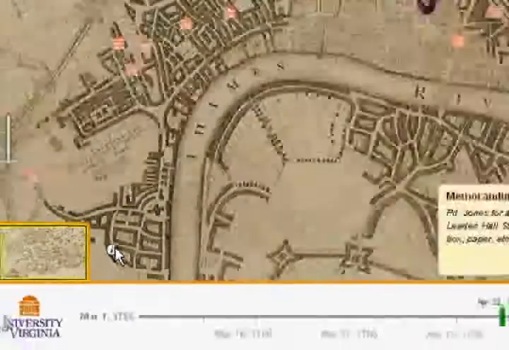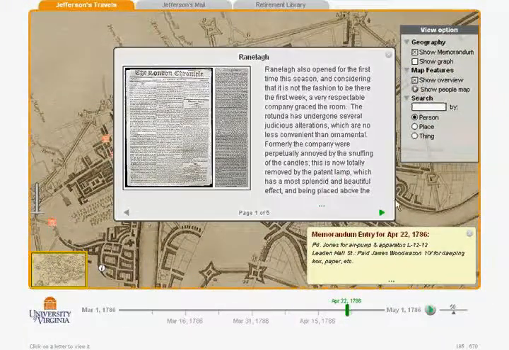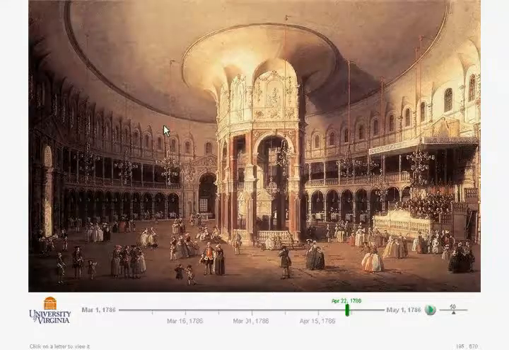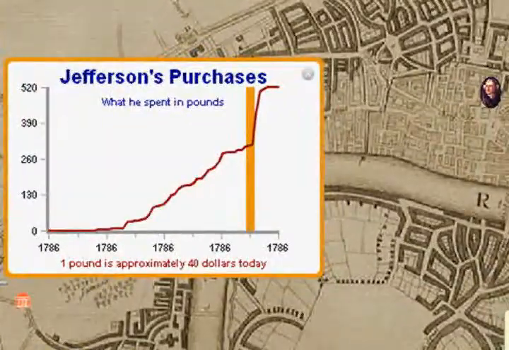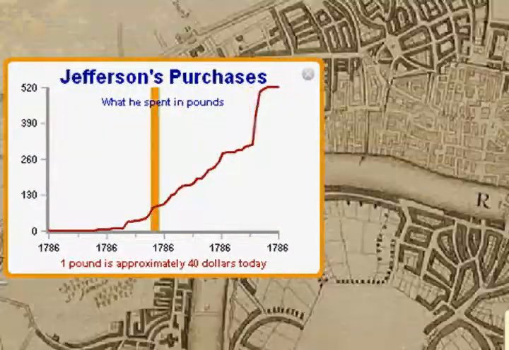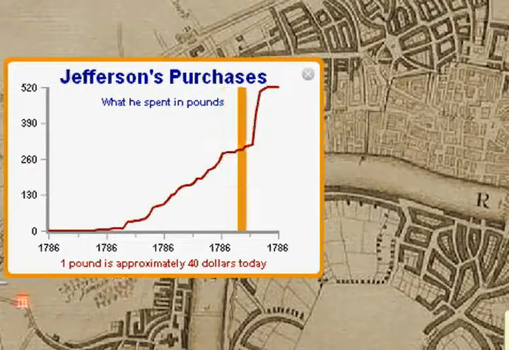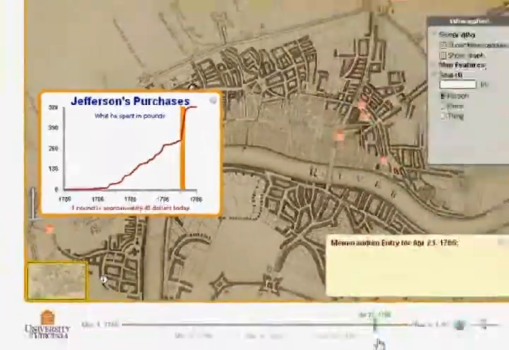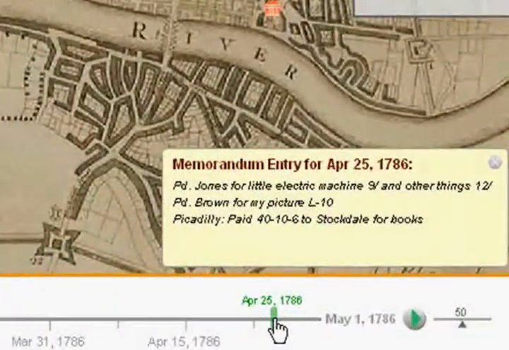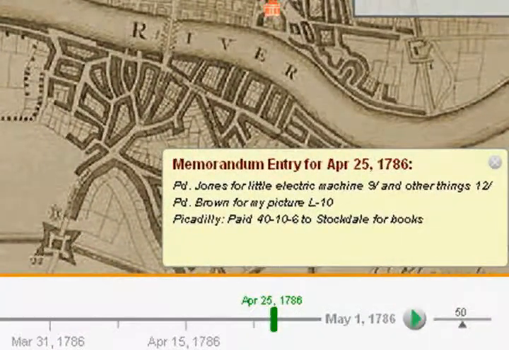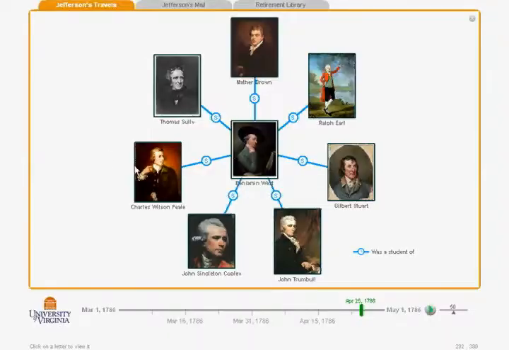Clicking on points in the journey brings up booklets highlighting various points, such as this one on the Ranelagh Pleasure Gardens. One student was interested in Jefferson's spending and developed this graph of his expenses from the data in the memorandum book. It's curious to see a big jump in spending on this day. We can look at the memorandum book entry and see that he paid Brown for a painting. While in London, Jefferson had sat for a portrait by the artist Mather Brown.